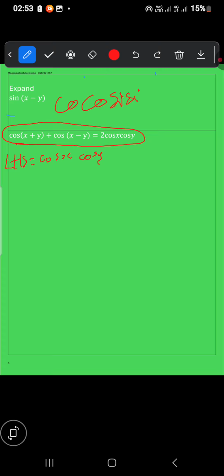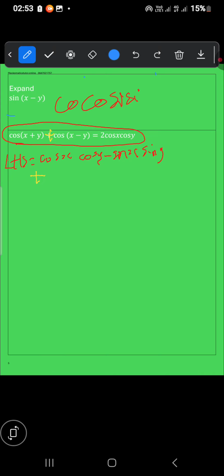If you are adding for cos, you must be subtracting. So sine x sine y. Then I'm running out of space here. Then plus, this plus here, the plus sign. I indicate it here.